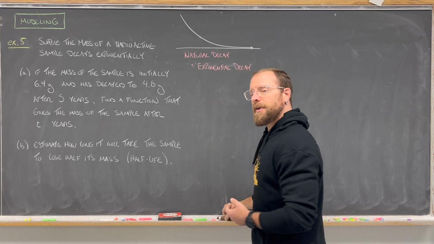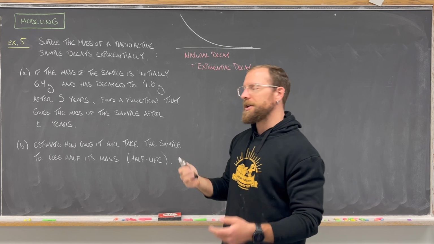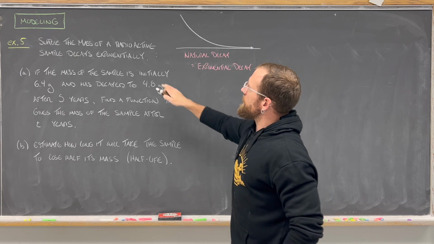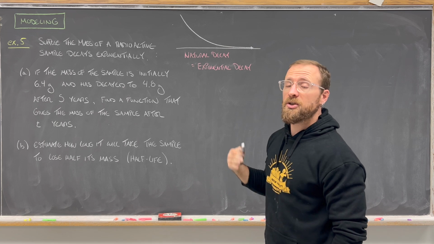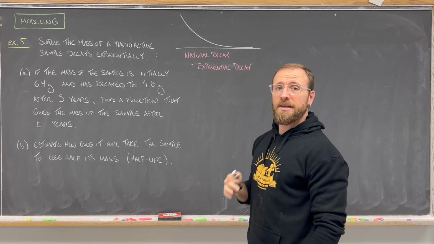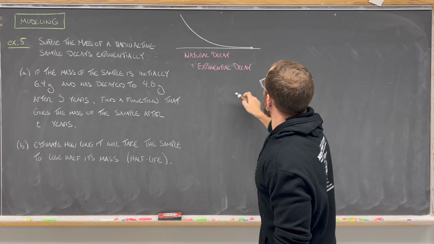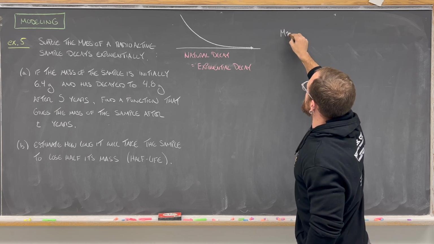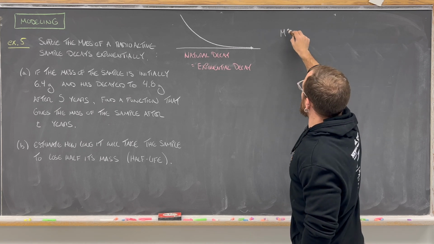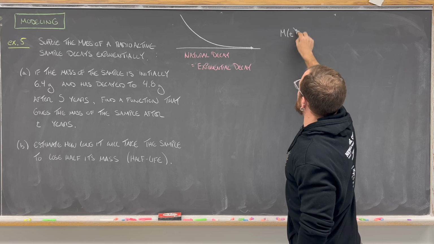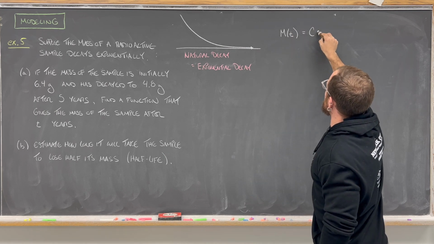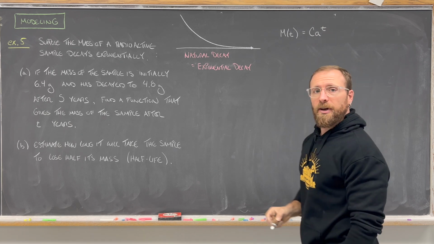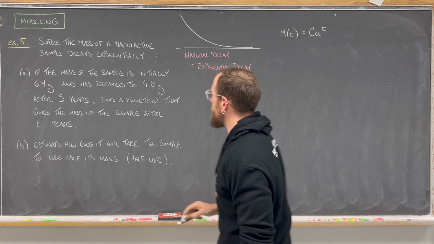All right, so this is very similar to the last example, but there will be a difference. The assumption that we're beginning with is exactly the same. We're going to assume that the function that we're looking for is an exponential function. Now this time it's mass, so I'll use m for mass, and the variable is still time. So I'll call this m of t for mass. And it's going to be c times a to the t. It's an exponential function. Our job is to find c and a.